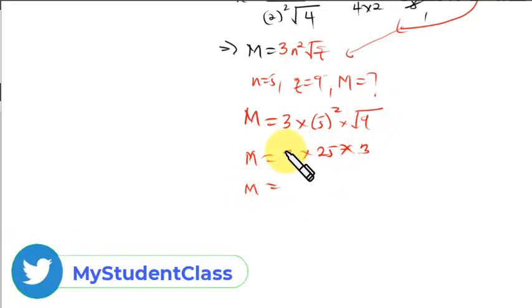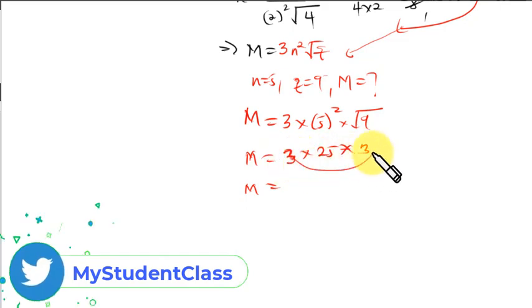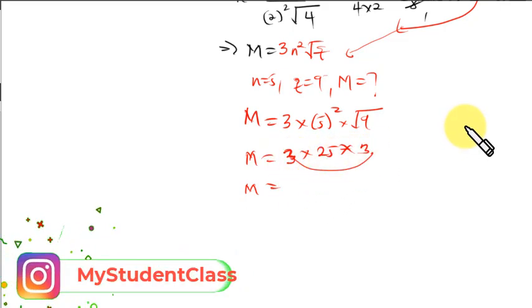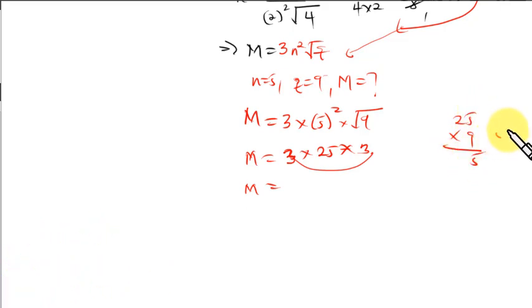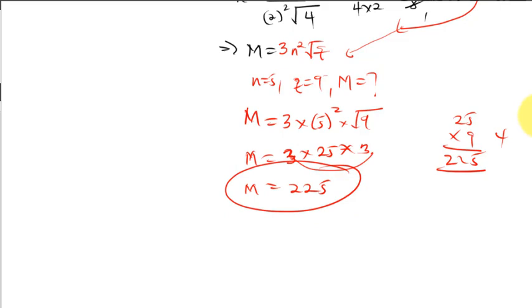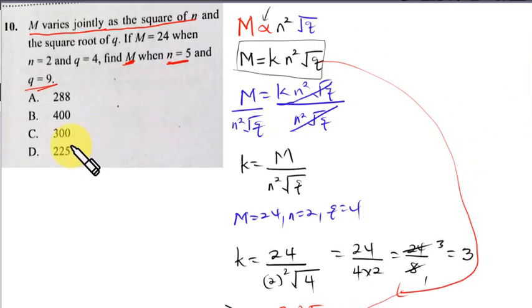So what is this? 3 times 3 is 9. 9 times 25: 9 times 5 is 45, carry 4, 9 times 2 is 18, plus 4 is 22. So capital M is 225. So that's what we have here. 225 is the correct answer. That is option D.